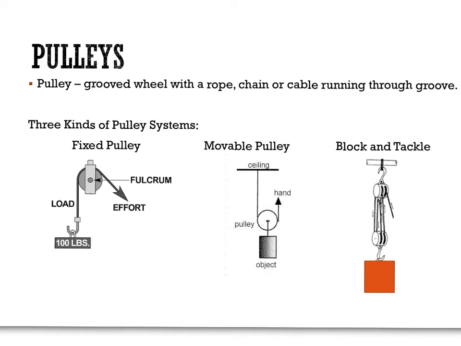Alright, moving on to pulleys here. You can see the definition for pulleys, and then there's three kinds of pulley systems, right? Fixed, movable, and then block and tackle. Remember, fixed means it's just a single pulley that's stuck in place, right? Whereas obviously a movable pulley can move. And the block and tackle is a series of pulleys, right? Generally, I think of this, a block and tackle is two or more pulleys that are put together into one machine.